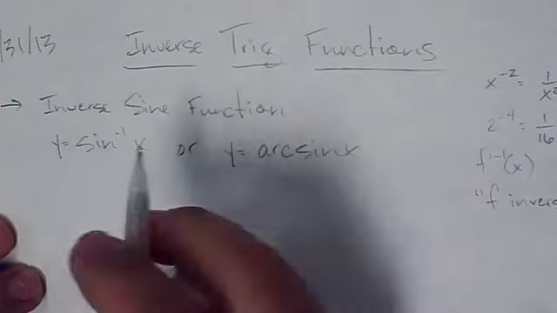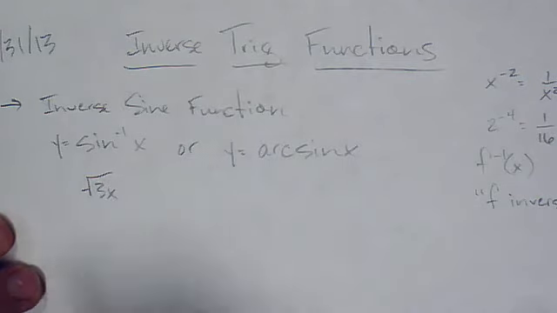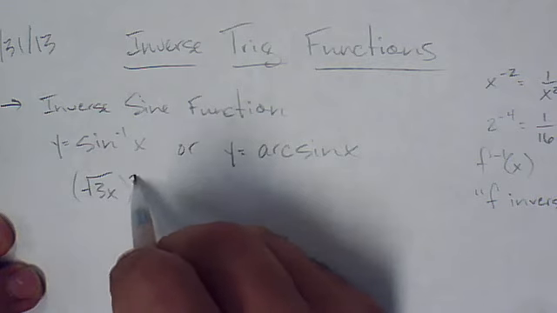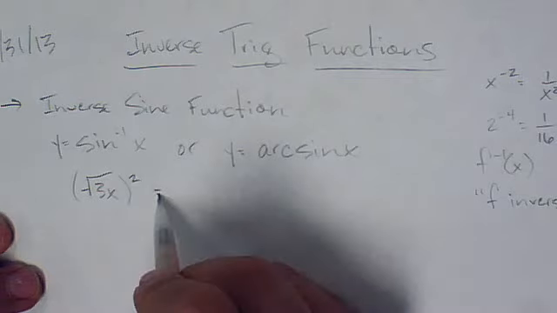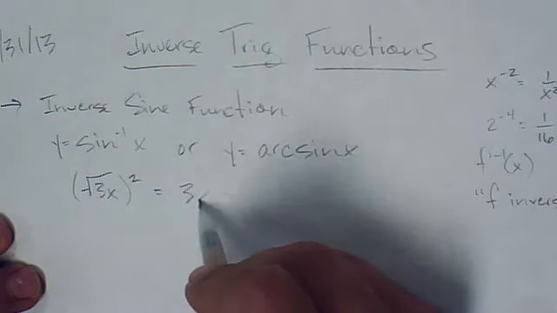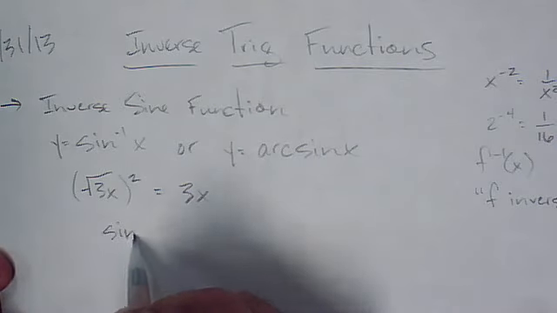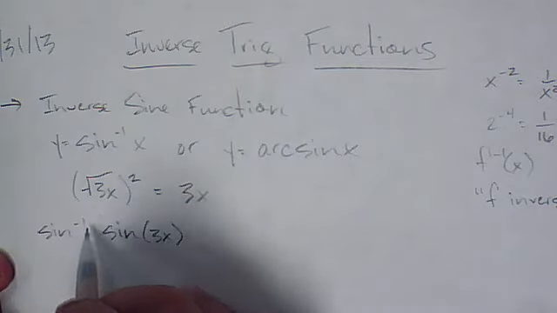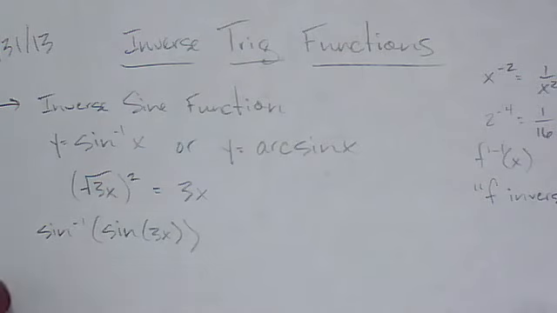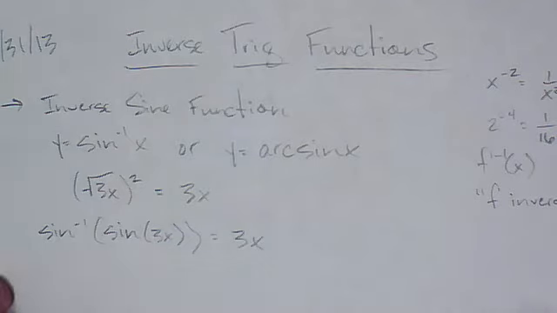Now remember, inverse just means to undo, so if I had the square root of 3x, I could use the inverse, which is the quadratic, the square, to undo that square root. And they would just cancel each other out. So it's the same thing with trig. If I have the sine of 3x, I can use inverse sine to undo that sine function, and I would end up with 3x. So it works the same way.